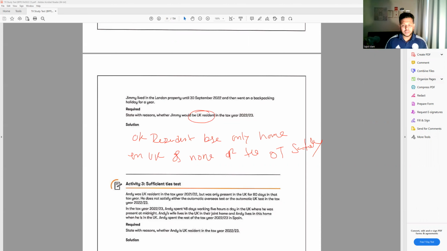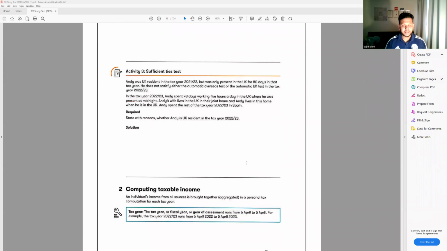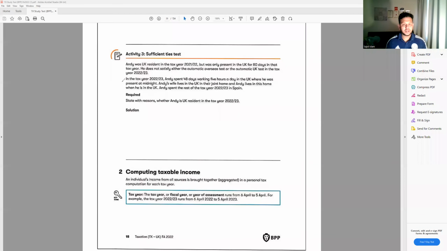All right, let's have a look at the next one. The next one, we have the sufficient ties test. Let's read this one. Say Andy was UK resident in the tax year 21-22, so the previous tax year, because we are doing 22-23 now, so he was the resident. He was the resident in the previous tax year, but was only present in the UK for 80 days in that tax year. So in 2021-22, he was present for only 80 days.